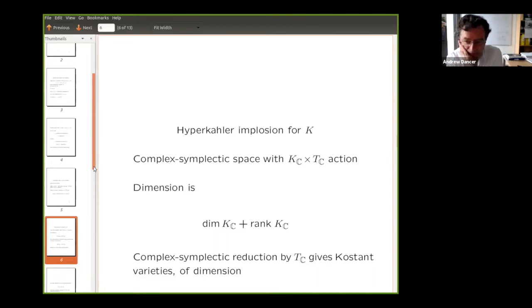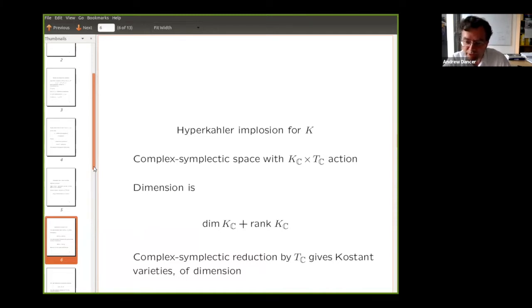So what is the hyperkähler implosion? Well, it's supposed to be at least a complex symplectic space, and hopefully even, in some suitably stratified sense, a hyperkähler space, with a complex symplectic action of K complexified cross the maximal torus T complexified, actually a hyperkähler action of the compact group K cross T. The dimension is the dimension of K plus the rank. One way of viewing this is that it's a master space. It has these two commuting actions, the K action and the T action.